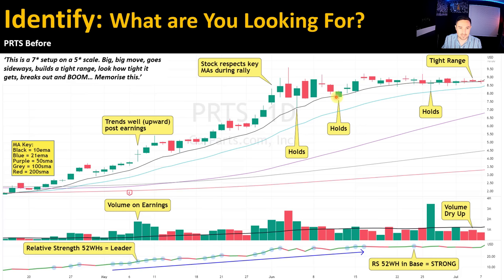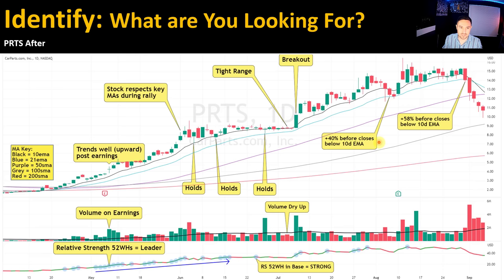It holds here, a little shakeout demand tail here, and then it starts going into this tightening range, holds above the 21 EMA here, then it goes tight, tight, tight, tight, tight, and the volume dries up. So memorize this, 7-star setup on a 5-star scale. There's some where Qullamaggie refers to it as a 6-star setup or a 5.5-star setup, but this is the only one I could find where he says 7-star setup on a 5-star scale. This is my interpretation and my own experience as well. This is pretty much as good as it gets for a high tight flag, but note the cleanness of the move. So this is what you want to see.